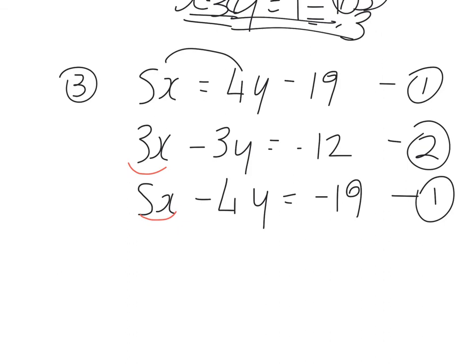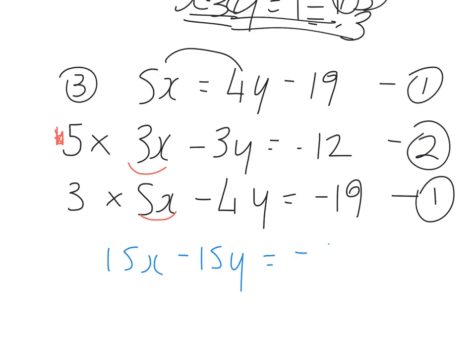So this time I'm going to scale up my x's. From 3 and 5, my lowest common multiple is going to be 15. So equation 1, to get 3 up to 15, times by 5. Equation 2, or rather I've swapped it around there, but same difference. So 5x, to get that up to 15, multiply by 3. So equation 2 up here, I'm multiplying everything by 5. That will give me 15x minus 15y is equal to minus 12 times 5.